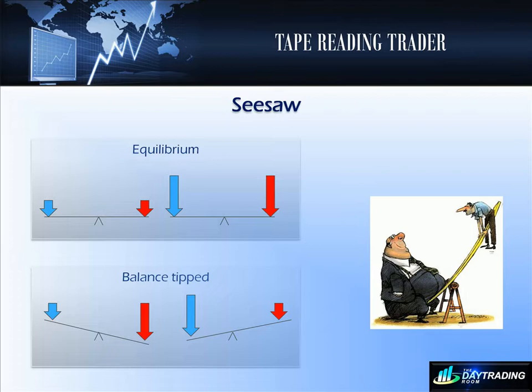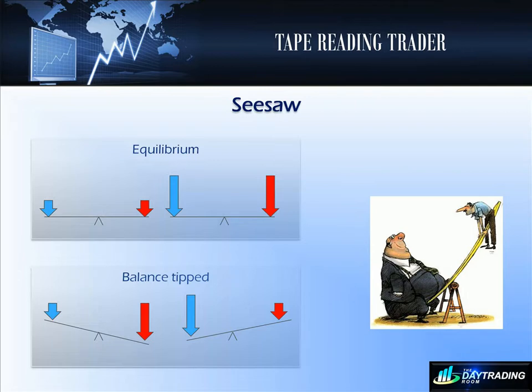Either the bears are in control, the bulls are in control. The aggressive side is winning, is leading the way. The price is going lower for the sellers, or the price is going higher for the buyers. Now the market has to go from one point to another. It has to go from balance tipped through equilibrium to get back to balance tipped. It may not stay long in equilibrium, but it has to go through that point for the balance to tip again in the other way.